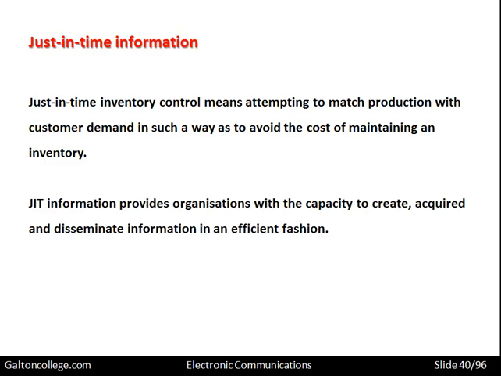JIT information provides organizations with the capacity to create, acquire, and disseminate information in an efficient fashion. So JIT information can flow around the system. What orders are required, what raw materials are required, what components are required, what's available from the suppliers, when is the next delivery due. So the whole business can be sequenced logically and efficiently as a consequence of the better information, the more precise information there is.